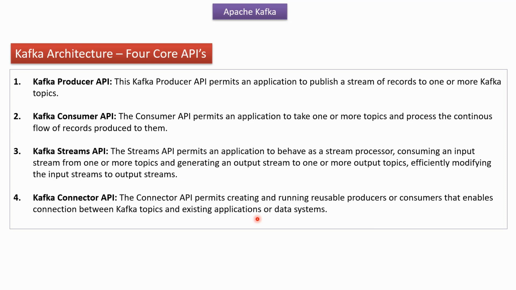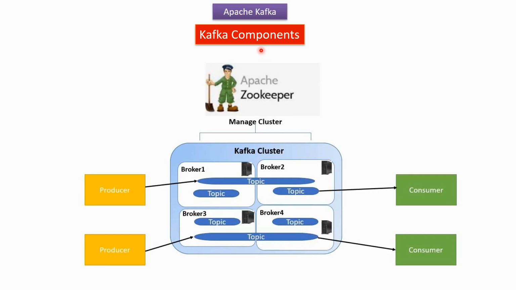Kafka Connector API permits creating and running reusable producers or consumers that enable connection between Kafka topics and existing applications or data systems. Now we will see Kafka components.